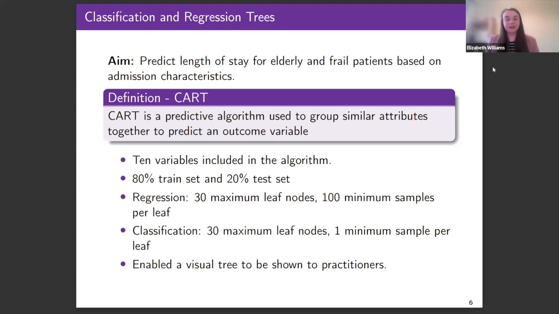We used an 80% train set and a 20% test set, and we looked at both regression and classification, so predicting continuous and grouped length of stay, and we did some parameter hypertuning to work out the best combination for our samples, so there were some differences between these. The main reason for using CART was it enabled a visual tree to be shown to practitioners. So someone who may not have a maths background would be able to understand the logic behind it and be able to see the visualization.